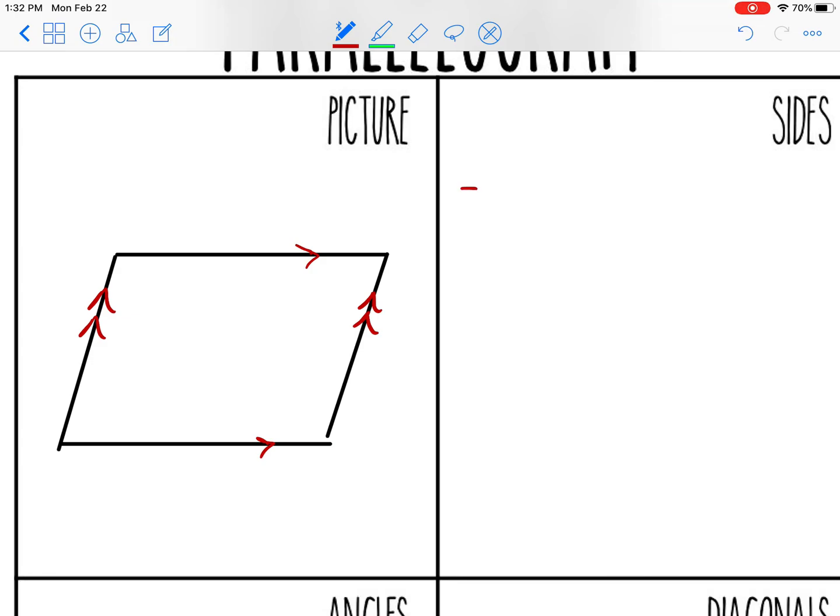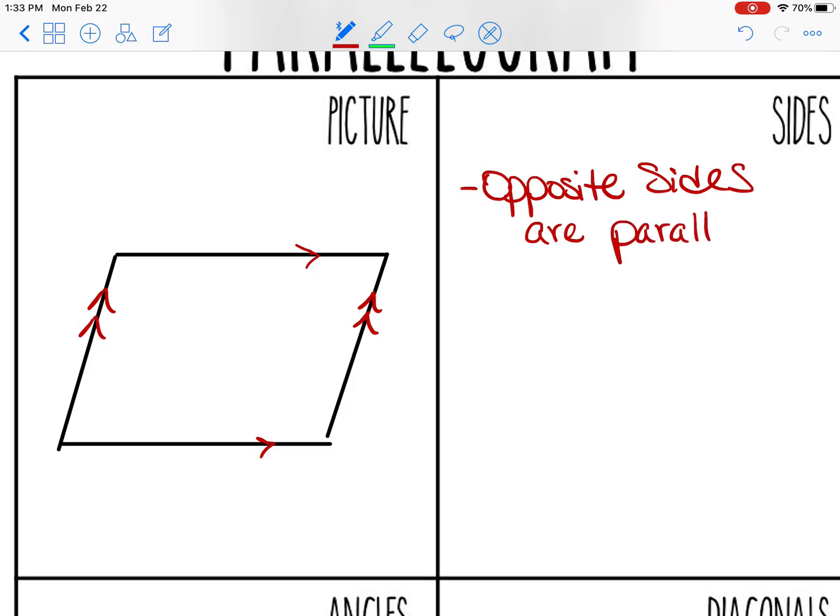So the first thing we're going to say is opposite sides are parallel. There's not a whole lot of questions unless I give you a graph about that, and you could use slope to prove and make sure that the lines are parallel.